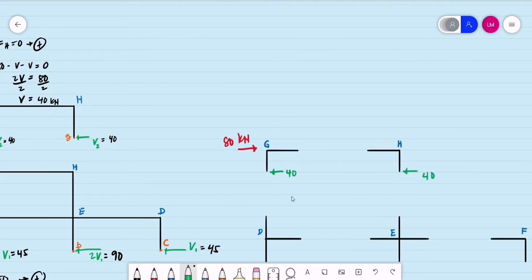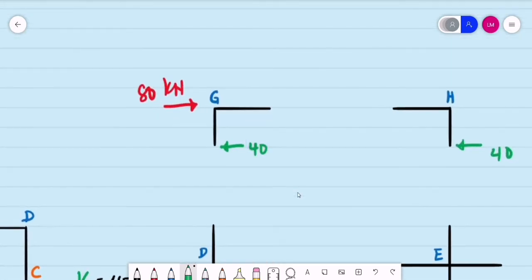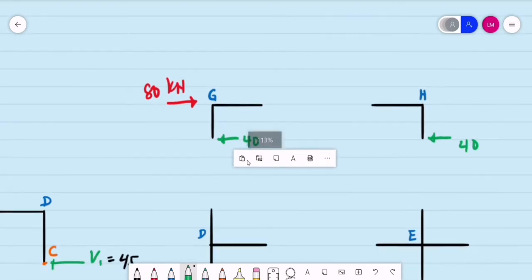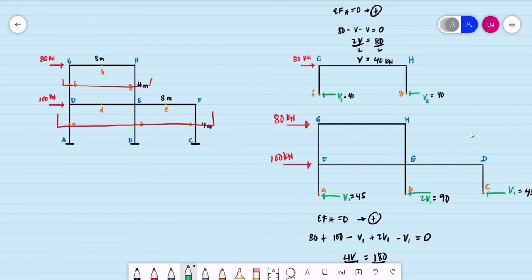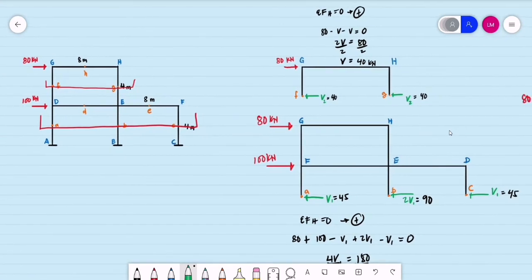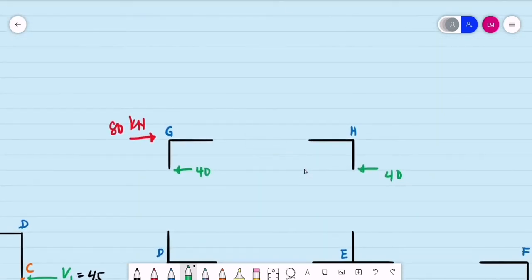This is 40 kilonewtons. So again, I'll be using green for shear. When it comes to the distances, all we have to do is consider the mid-span of the beams and mid-height of the columns. Our beams are 8 meters long and all columns are 4 meters long. So if we consider their mid-length and mid-height, this is 4 meters and this is 2 meters. So we can now compute for the axial force.